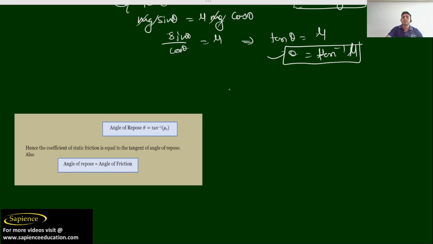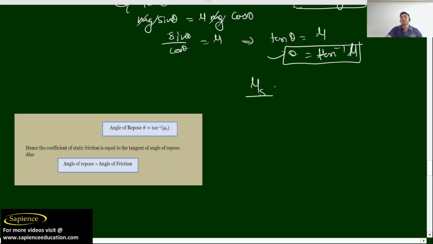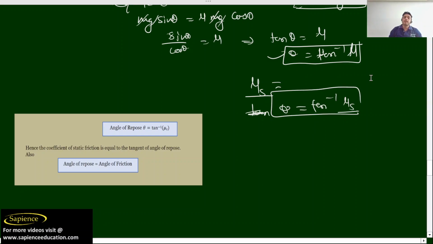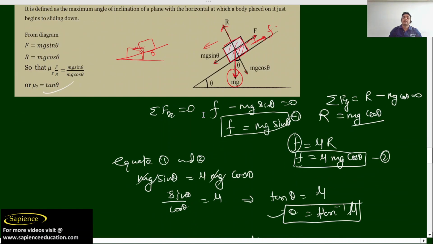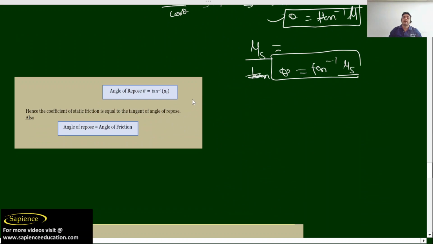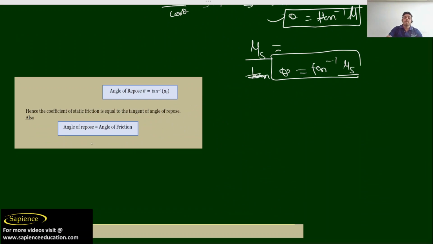So if in any question they give you the mu s value and ask you to find the angle of repose, you can directly write angle of repose theta is equal to tan inverse mu s. This is sufficient to get the answer. Now from above we have seen that just now we have derived the angle of friction, and just now I have derived the angle of repose. So from here we can conclude that angle of repose is equal to angle of friction.